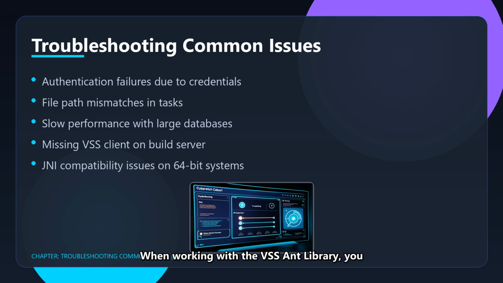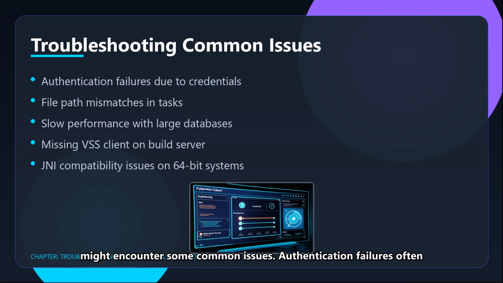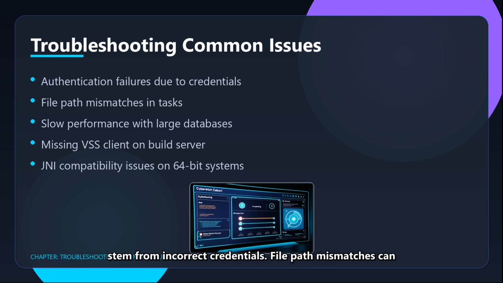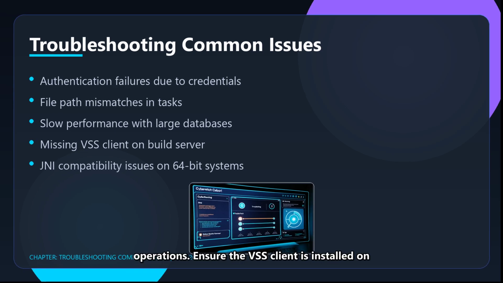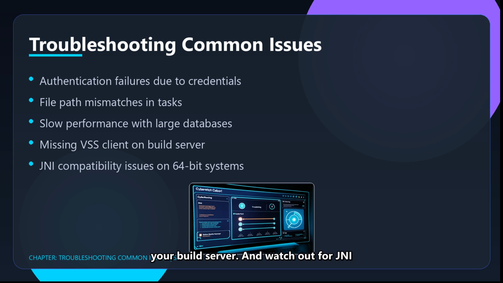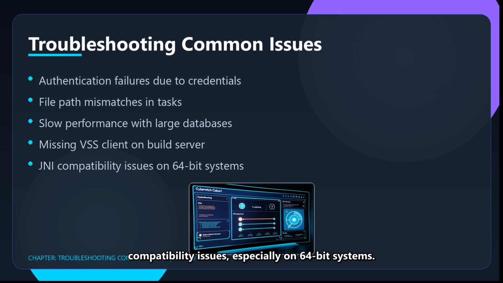When working with the VSS Ant library, you might encounter some common issues. Authentication failures often stem from incorrect credentials. File path mismatches can cause retrieval errors. Large databases may slow down operations. Ensure the VSS client is installed on your build server. And watch out for JNI compatibility issues, especially on 64-bit systems.